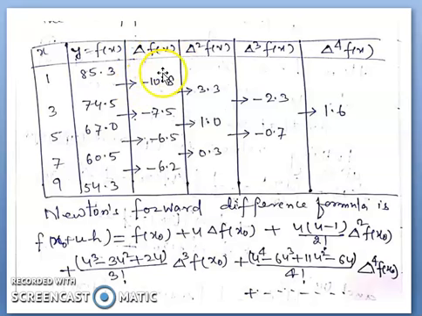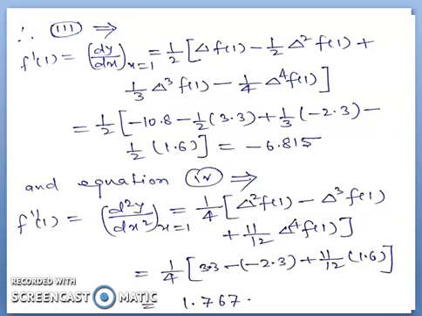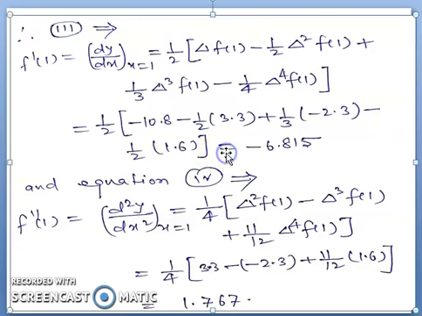here del f x0 is minus 10.8, and del square f x0 is 3.3, and del cube f x0 is minus 2.3, and del to the power 4 of f x0 is 1.6. So substitute all these values here, and we get the first and second derivatives of the solution of the problem. So this is the process to find the numerical solution by the differentiation method.